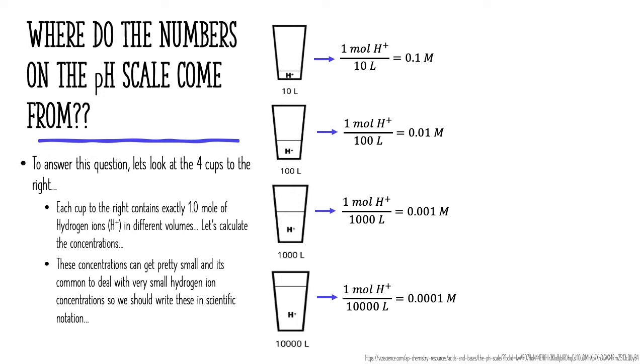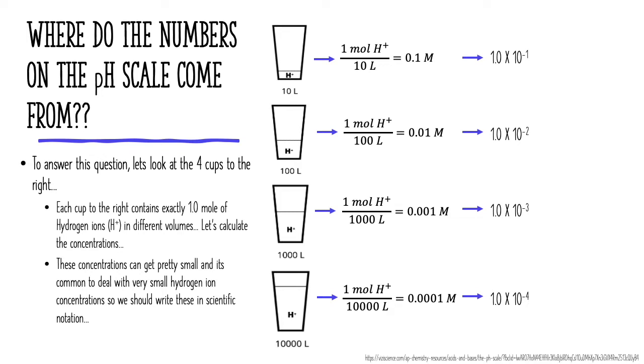In chemistry, it's really common to deal with concentrations of hydrogen ions that are really small. And so to simplify our numbers and our calculations, we like to write these concentrations in scientific notation. So what I've done here is I've converted these numbers all to numbers in scientific notation.